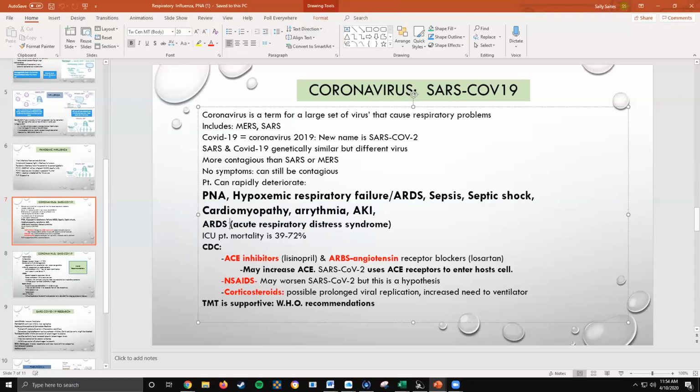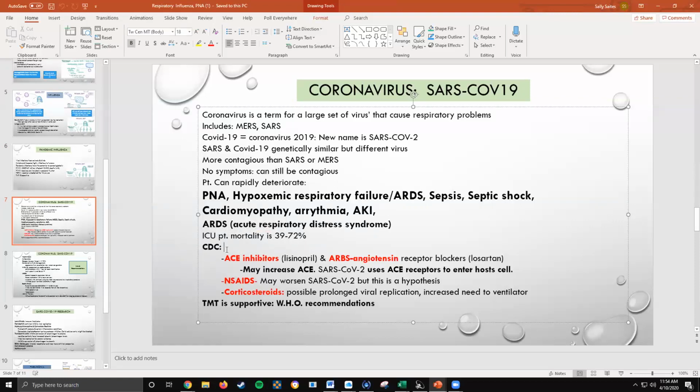So ARDS is acute respiratory distress syndrome. When patients are taken to the ICU and they're put on a ventilator, what they're showing right now is the mortality rate for COVID is 39 to 72%. Some of that has to do with the fact that they're on ventilators.